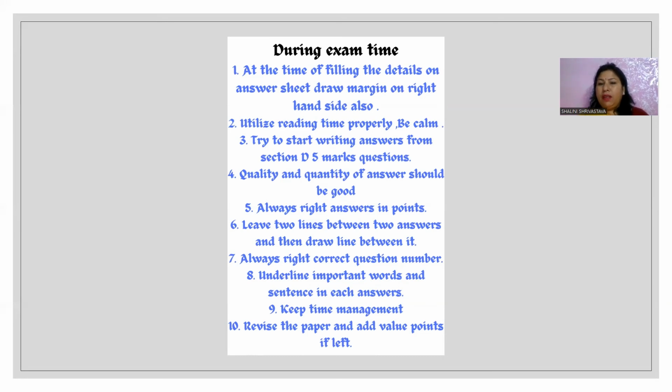Suppose the question is, which is the mineral which can split into sheets. So the answer is mica. So write down mica in bold letters and then explain the answer. If the question is divided into 2 or 3 sections, then write Roman number 1, part 1 answer, then Roman number 2, part 2 answer, Roman number 3, part 3 answer. That way you have to do.